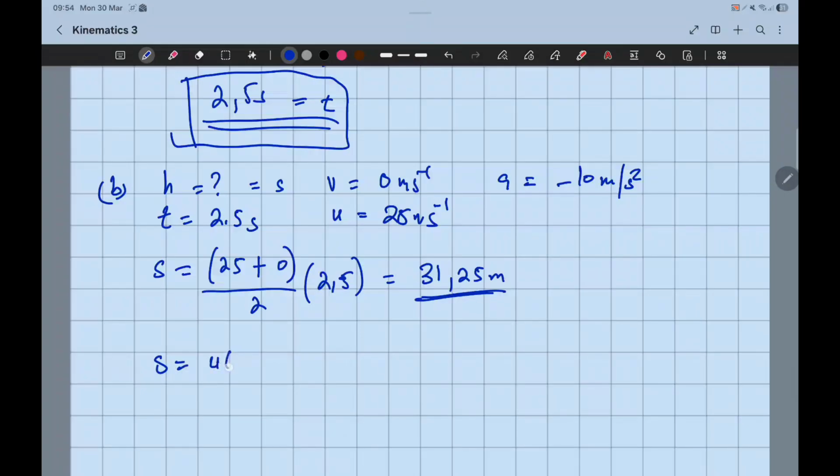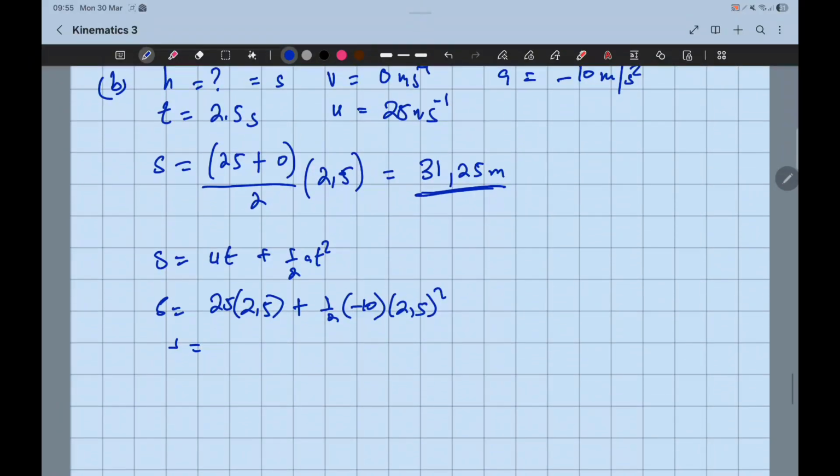S equal to UT plus half AT squared. S equal to UT, 25 by 2.5, plus half A, negative 10, T squared, 2.5 squared. If you punch this on your calculator, it brings forth 31.25 meters.